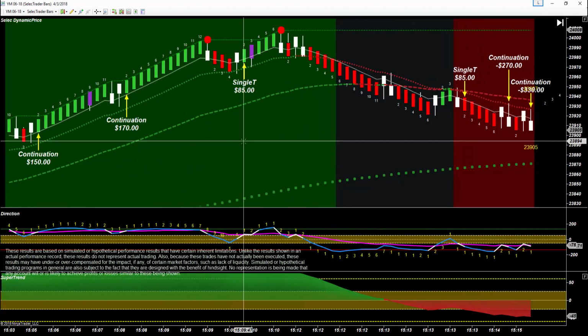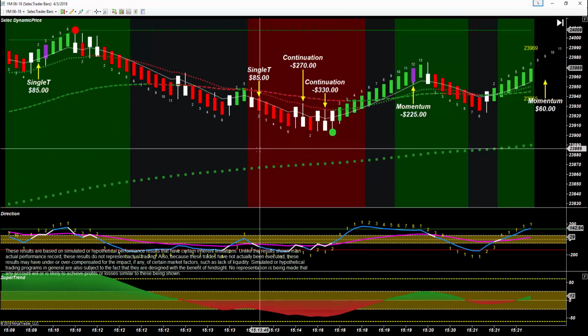Then we have a single T long, plenty of space before the high to hit our profit target. We do grab an extra tick. We have a single T short for profit target plus a tick, followed by back-to-back continuations that do get stopped out.